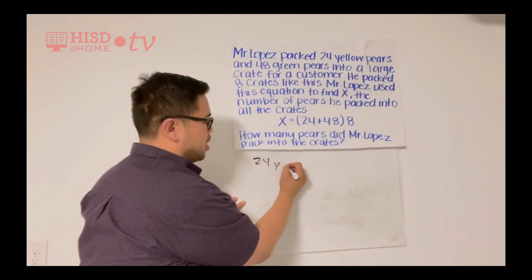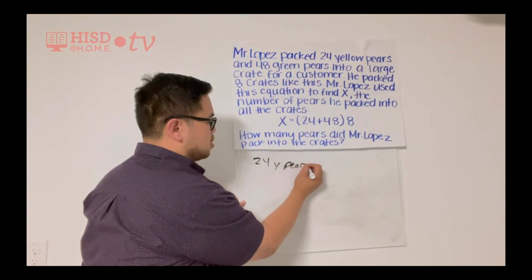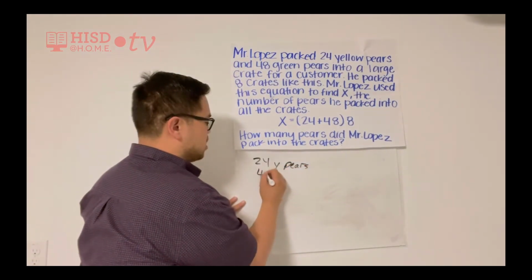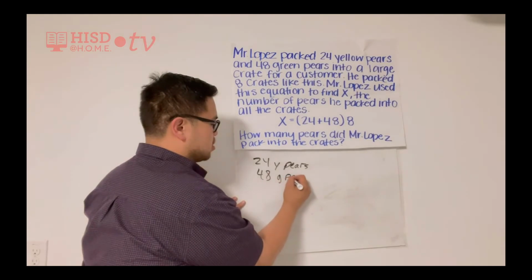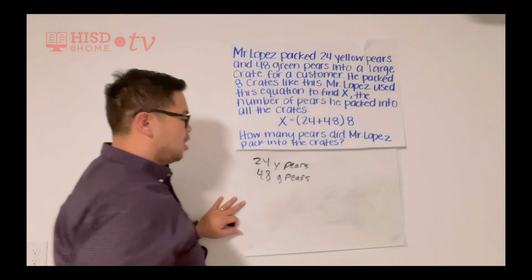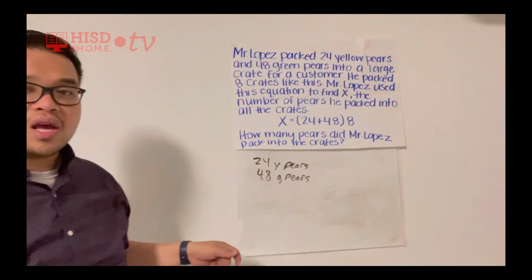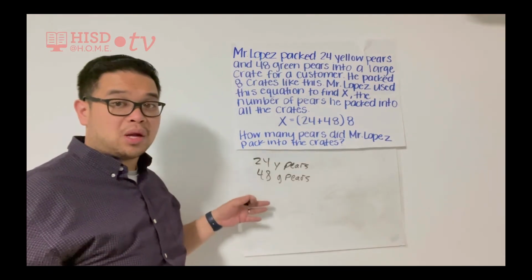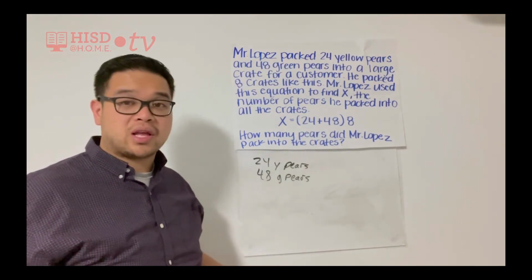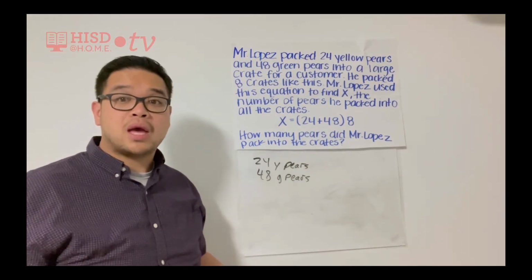So we know there are 24 yellow pairs and 48 green pairs. All right, so now this is how many pairs we have, but we have to do what to this problem to find out how many pairs we have altogether? We're going to have to add.